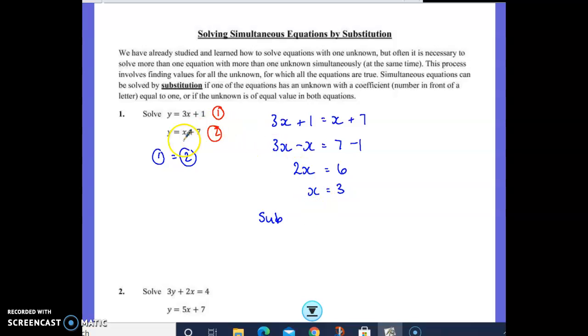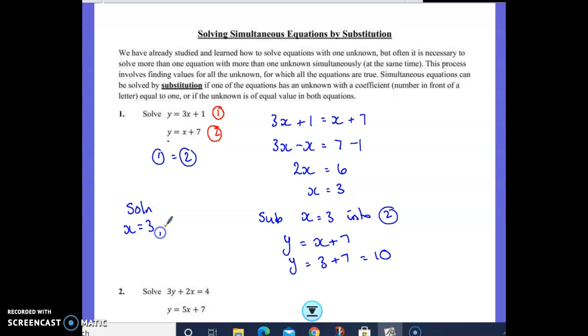I've found what x is, and I need to go back and find what y is. So I want to sub x equals 3. I'm going to sub it into equation 2. It doesn't matter which one you sub it into. So y equals x plus 7, but I know x is 3. So y must be 10. So my solution is x equals 3, y equals 10.